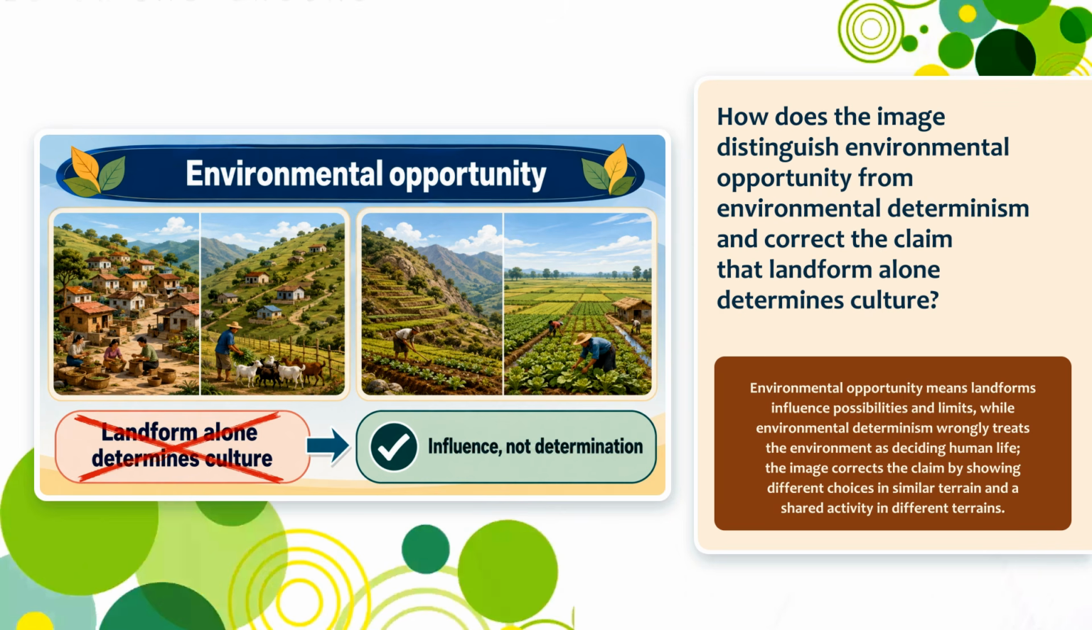The two panels point to the same correction. Environmental opportunity means landforms influence possibilities and limits, while environmental determinism wrongly treats the environment as deciding human life. The image corrects the claim by showing different choices in similar terrain and a shared activity in different terrains. Landform alone does not determine culture. Next, we will see how technology, knowledge, and cooperation can expand the choices available in a place.